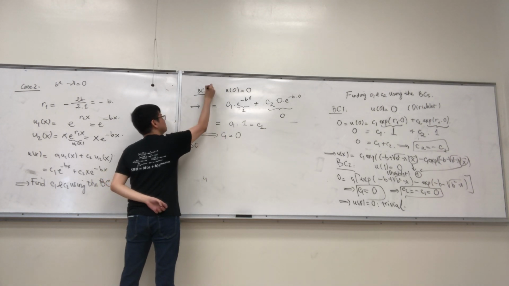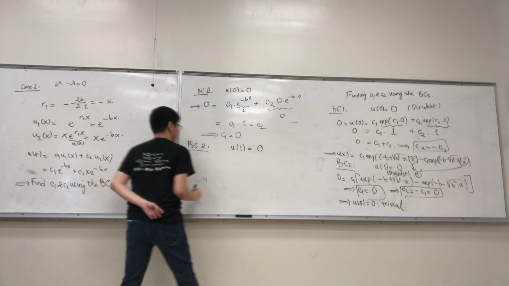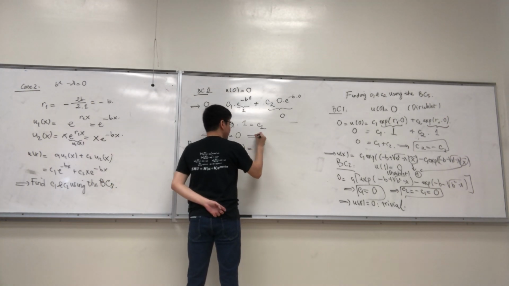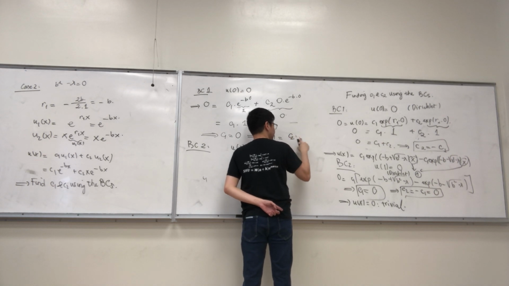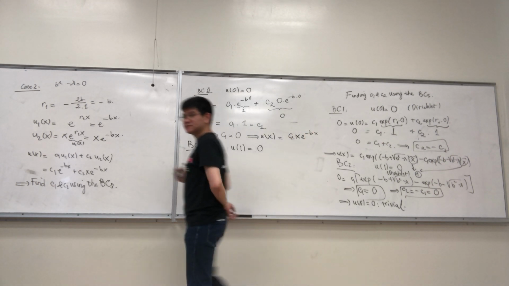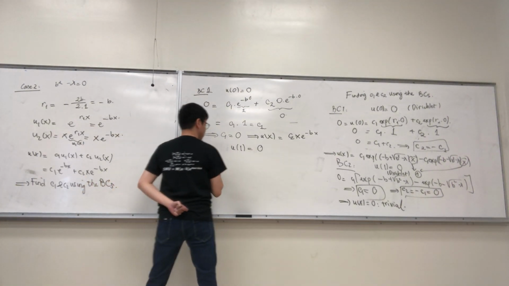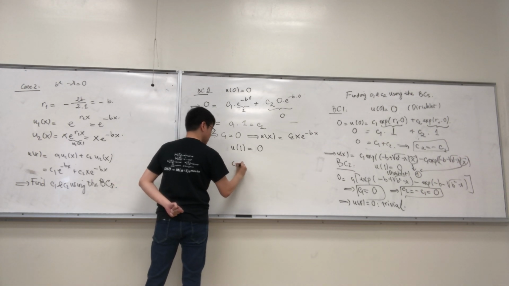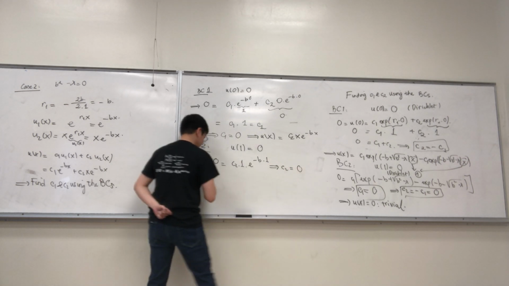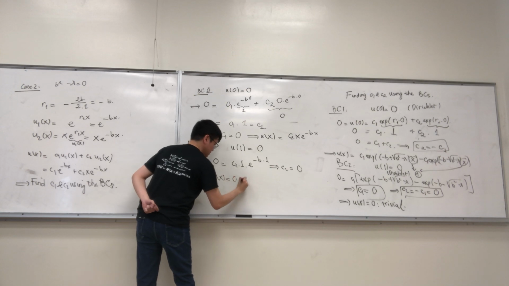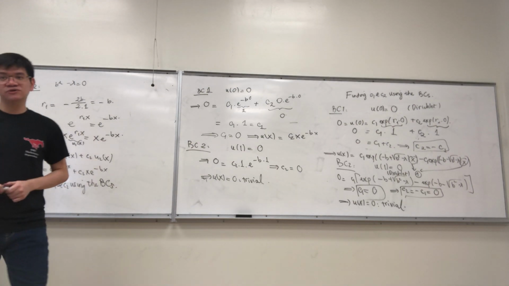This is boundary condition 1. This is boundary condition 2. You have u(1) is 0. So from here you can find that u(x) is only c2 x e to the power minus bx. From the second boundary condition, you find that 0 is c2 times 1 times e to the power minus b times 1. So c2 will be 0. So basically u(x) will be 0. So this is a trivial solution. So for the second case, you also have a trivial solution.